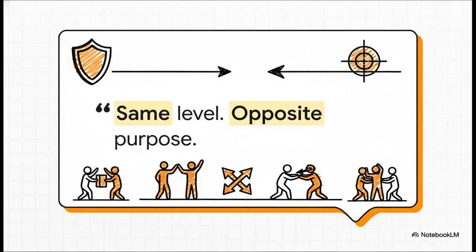It's the same level. The only difference is the purpose. The level itself isn't the problem. The conflict comes from two groups interacting with it for completely opposite reasons. One group's shield is another group's target.